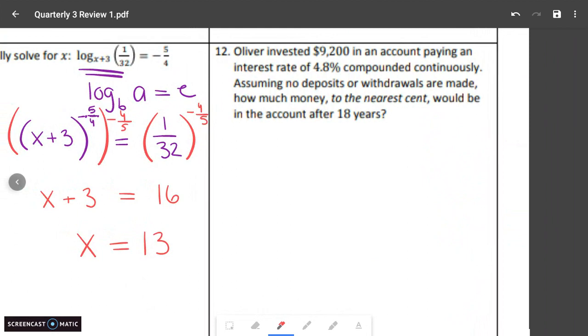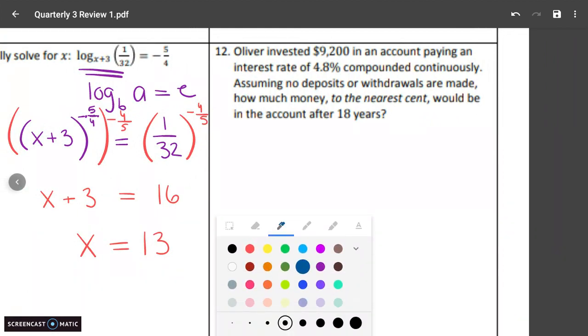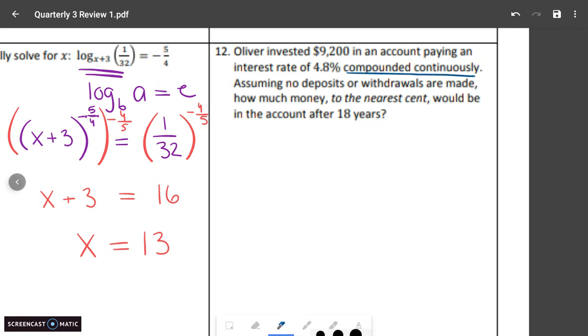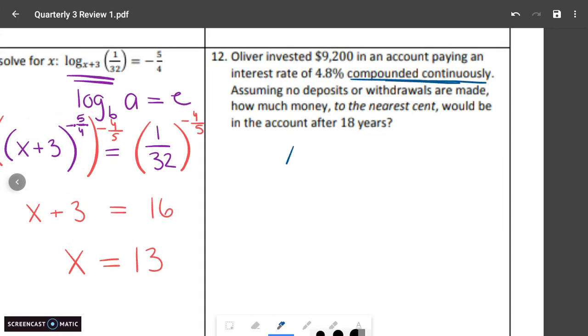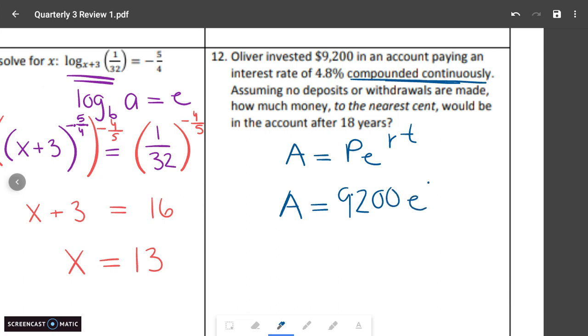Last one here, Oliver invested $9,200 in an account, paying an interest rate of 4.8%, compounded continuously. Assuming no deposits or withdrawals are made, how much money to the nearest cent would be in the account after 18 years? Remember, this is a phrase we care a lot about here. That changes our formula. Compounded continuously is a PERT. So we're trying to find out our total. If we started with 9,200, E, we plug in as normal, 0.048 is the rate, and we're giving it 18 years here. So we want to know to the nearest cent.